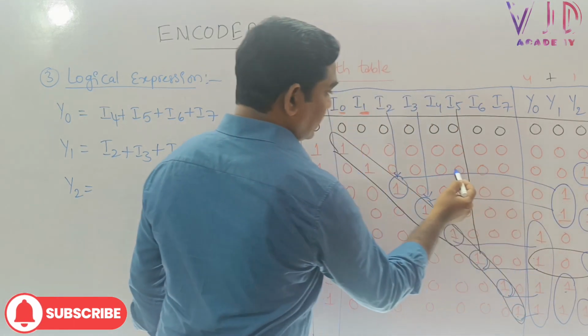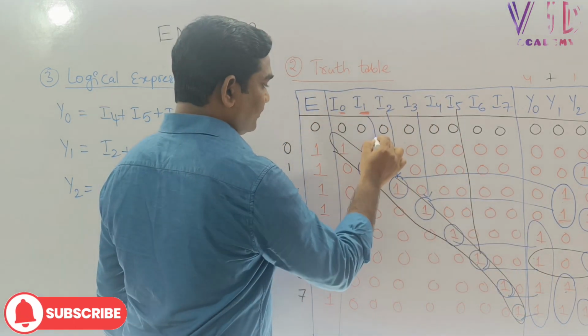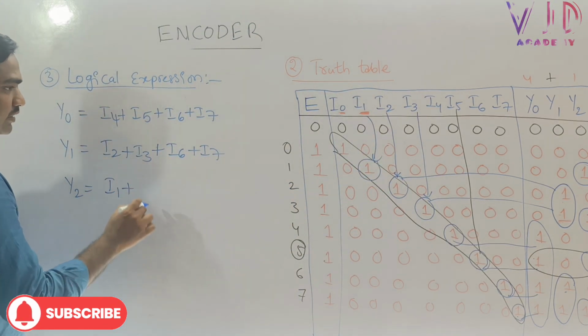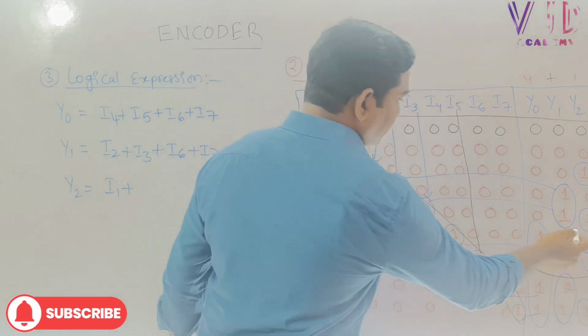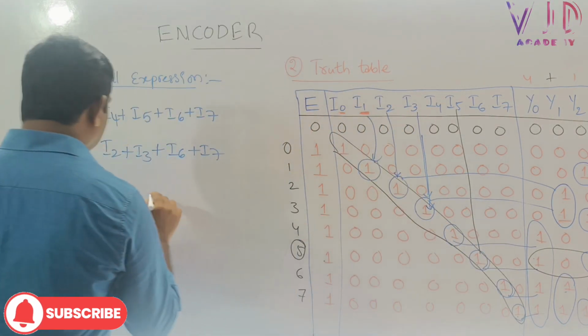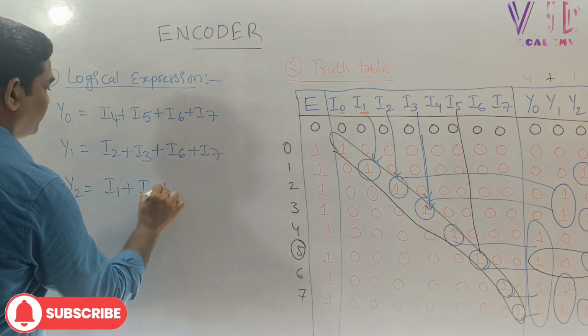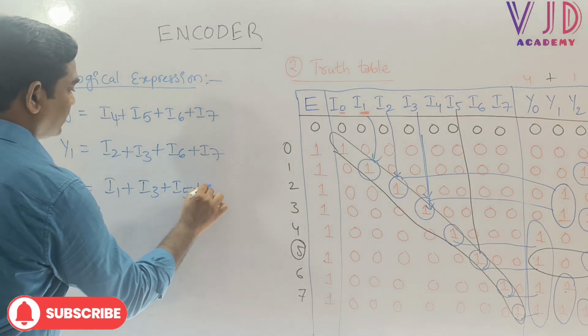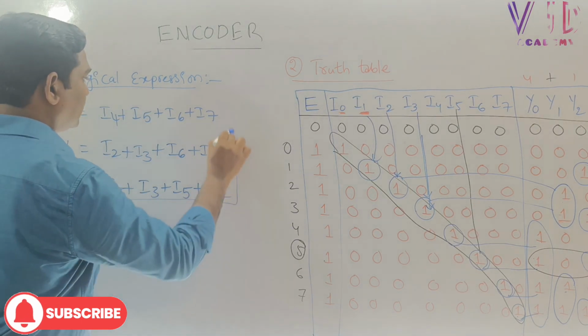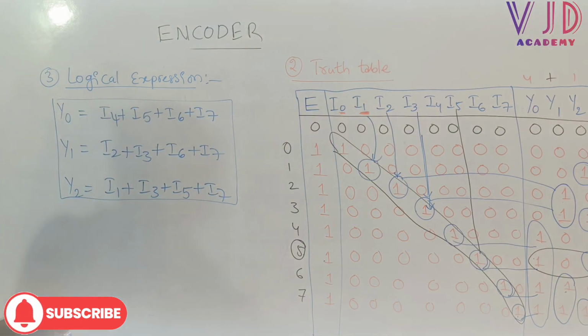And now coming to the last one, Y0 here has the first one, 2, 3, 4 outputs enabled. And what are the corresponding values? Here the first one is I1. The next one, if you see, is I3. And now I3 plus I5, even I7. These are the logical outputs, we can say. These are the outputs of the encoder.